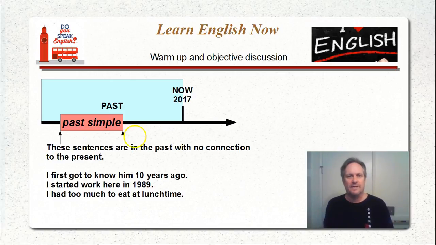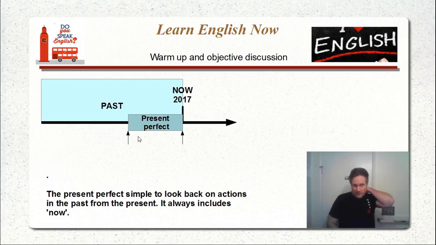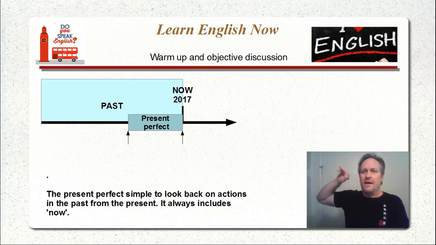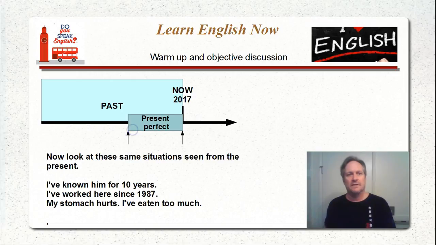That's somewhere in the past, okay? Now, let's take a look at the difference between the present perfect. The present perfect simple, present perfect is to look back on actions in the past from the present. So it's literally, you're starting from now and you're going back that way, right? You're going back into the past, okay? So let's take a look at that.